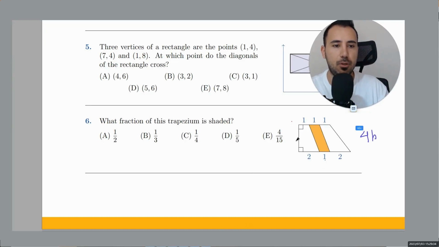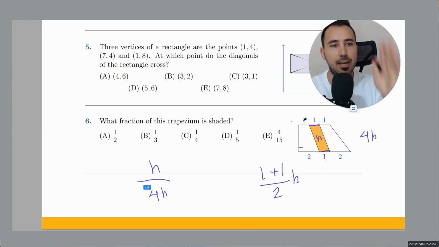Now how about the small one? The small one is going to be this 1 plus 1 divided by 2 multiplied by h. So it would be only 1h. So what is the ratio? It would be h over 4h. So you see that the height is not important. So it will be only 1 over 4.